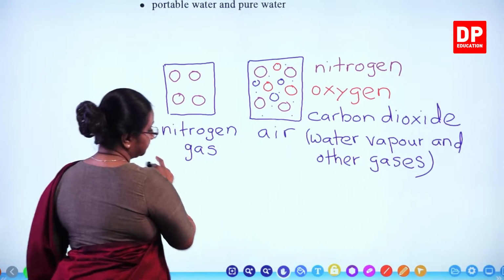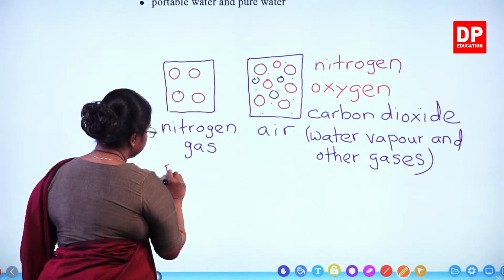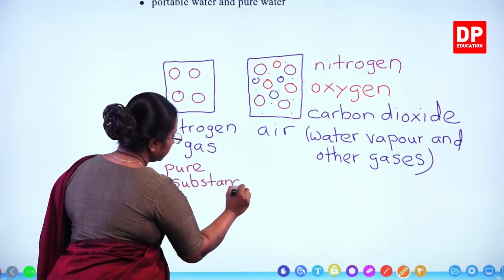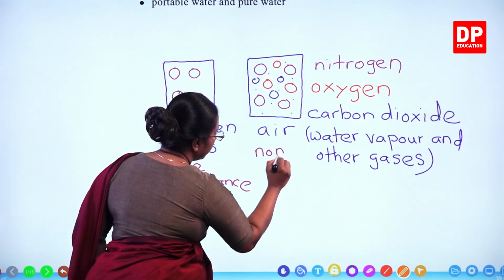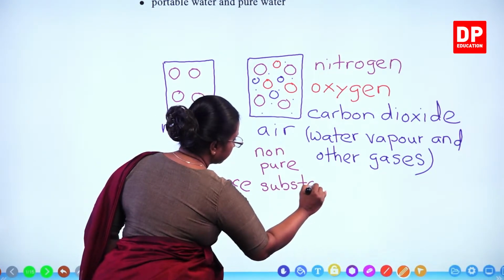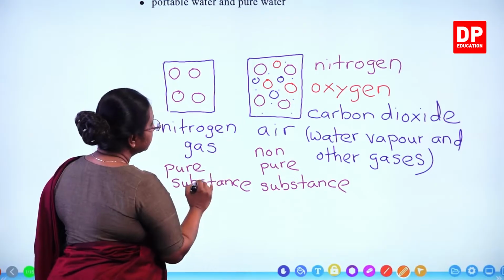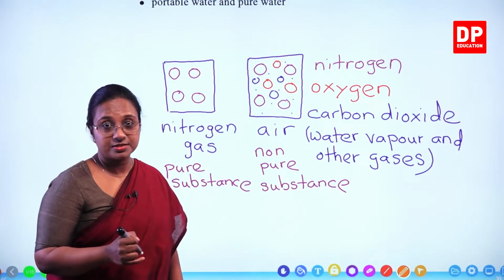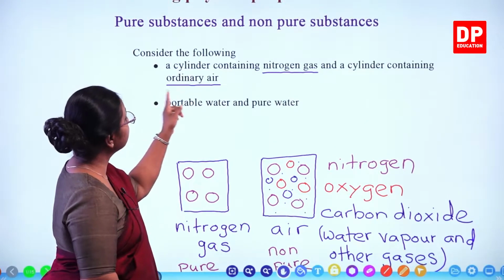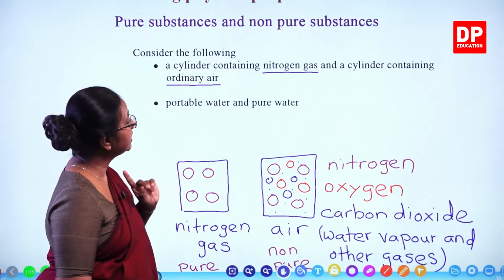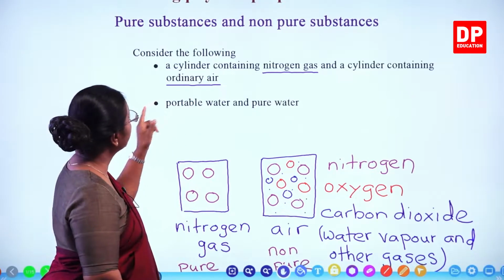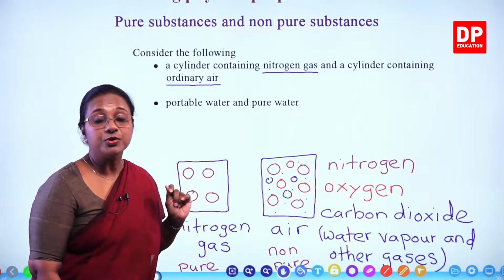So this gas, only nitrogen, is a pure substance and air is a non-pure substance. Only one constituent, more than one constituent. That is one example. So here, if we consider a cylinder containing nitrogen gas and a cylinder containing ordinary air, nitrogen gas is a pure substance, whereas the ordinary air is a non-pure substance.